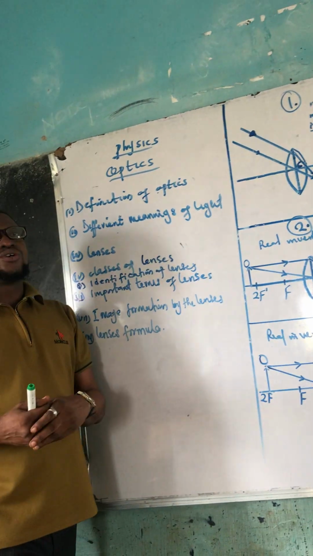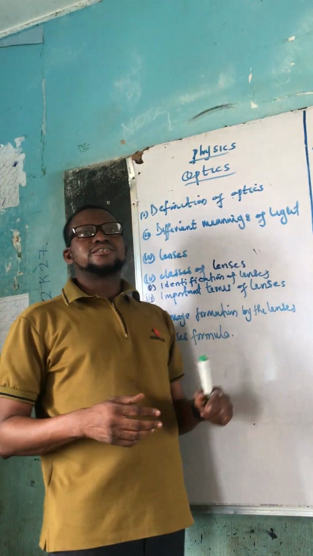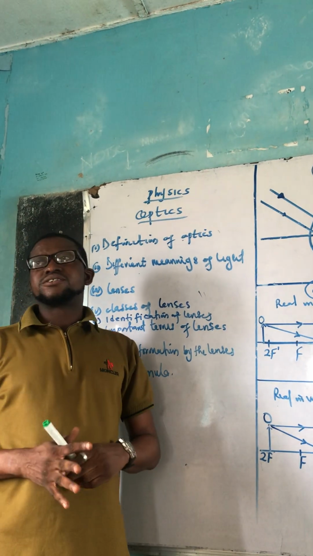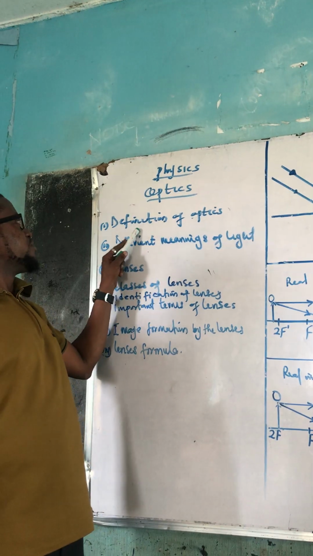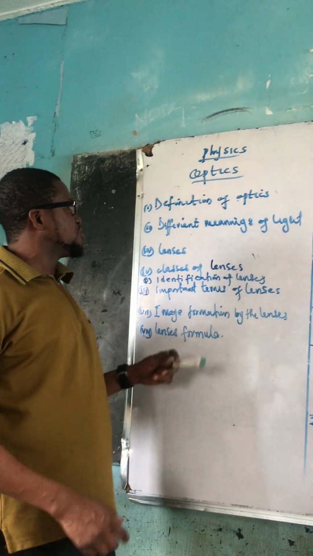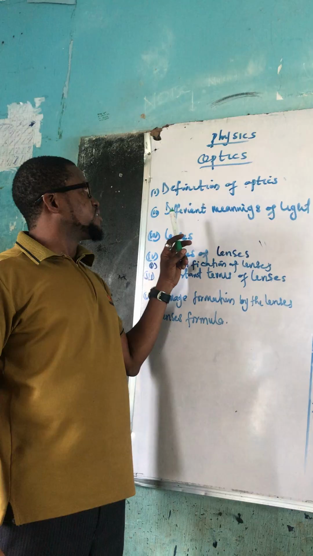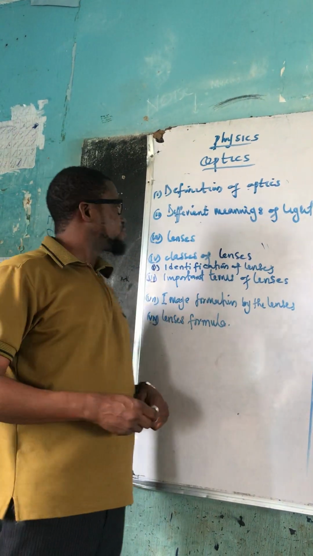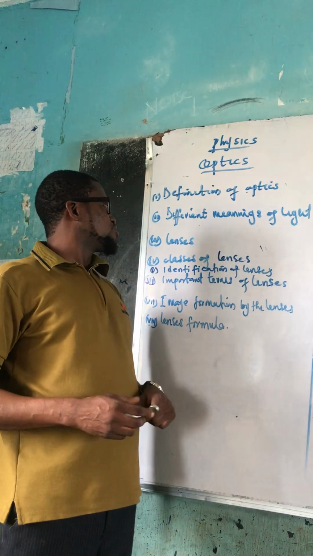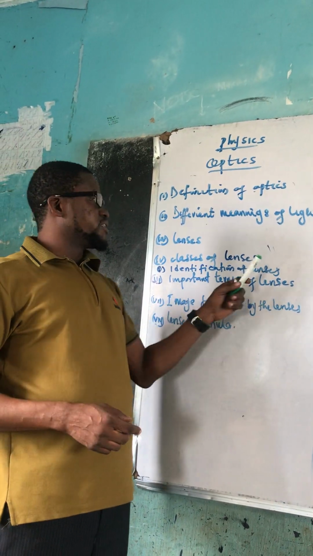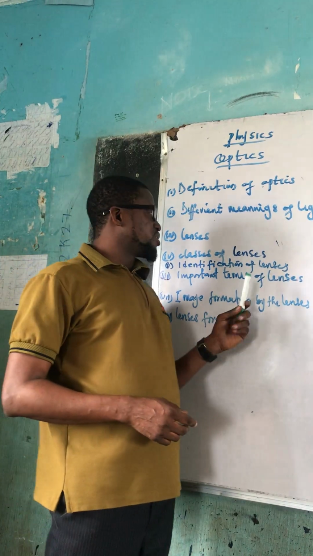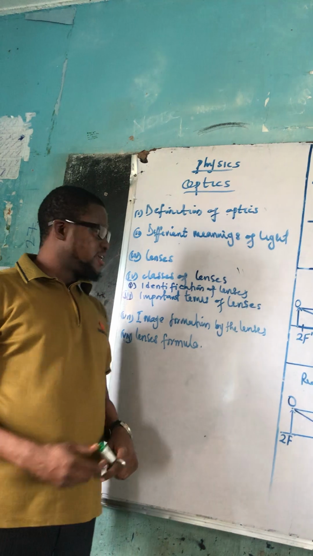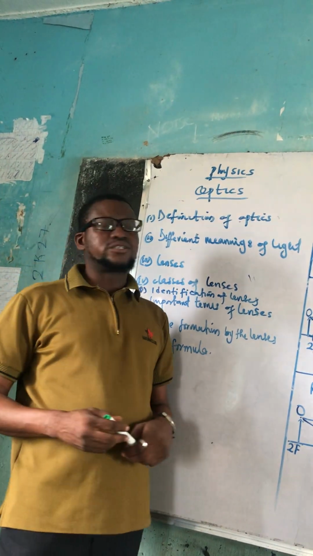So this afternoon we are going to look at a topic called optics. Optics. How can we define optics? We are going to look at the definition. Then we are going to look at the different meanings of light. We are going to look at lenses: classification or classes of lenses, identification of lenses, important terms of lenses, image formation by lenses, and the lens formula.